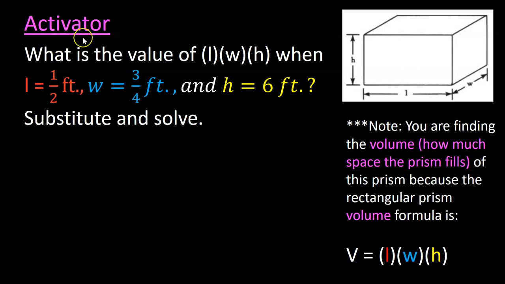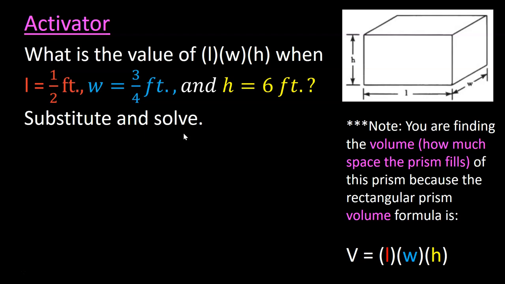Let's take a look at the activator. What is the value of L multiplied by W multiplied by H when L is equal to 1/2 of a foot, W is equal to 3/4 of a foot, and H is equal to 6 feet? Substitute and solve. Now, we've been working on taking an expression like this and using substitution to replace the variables with numbers, and then we solve the problem.